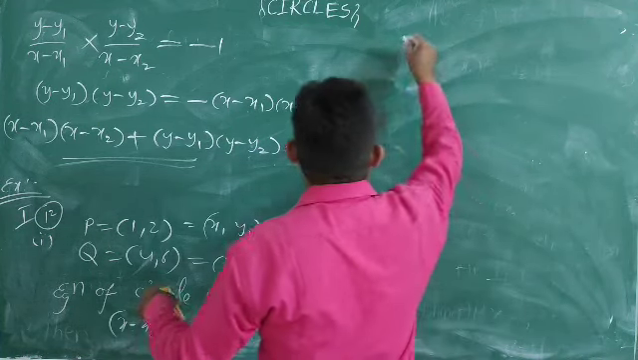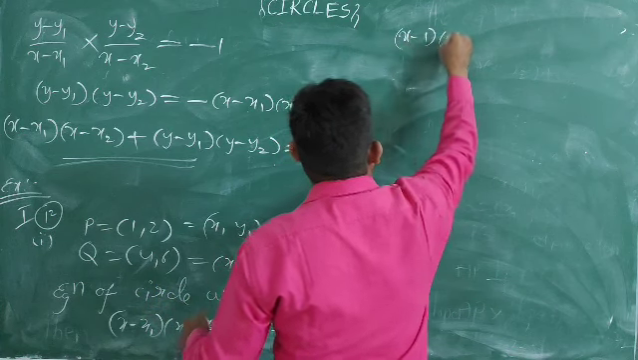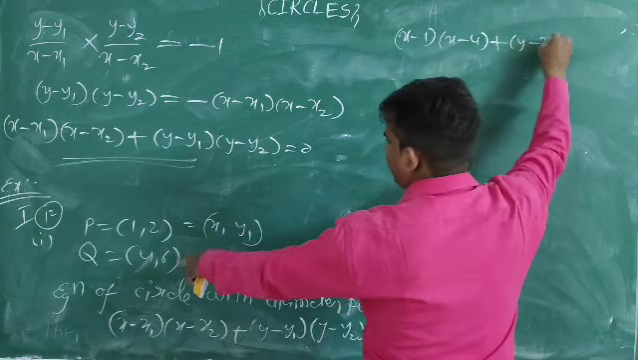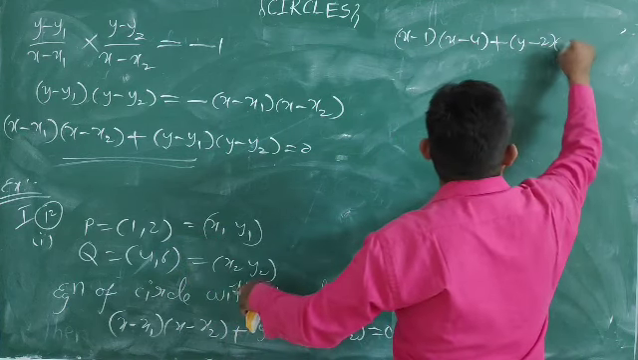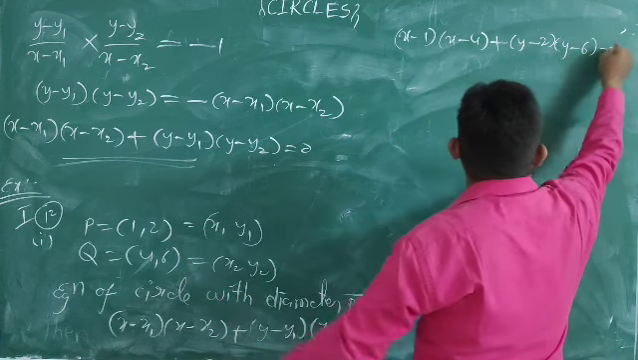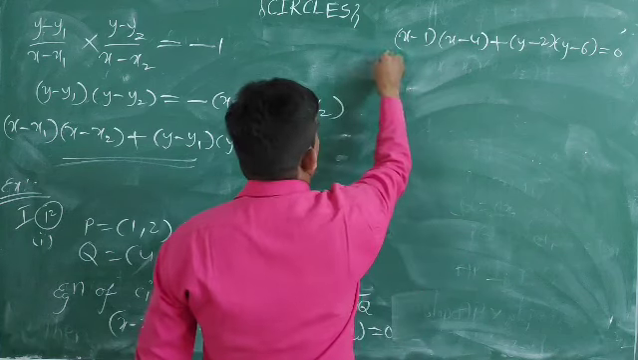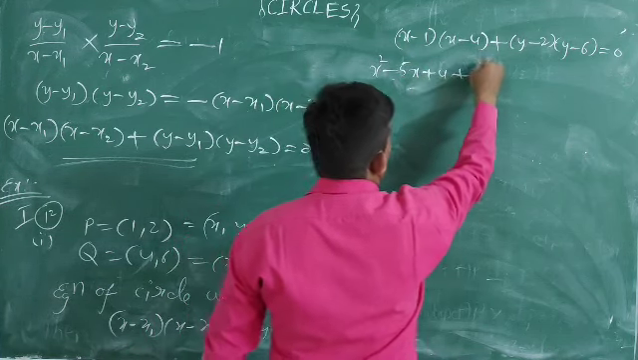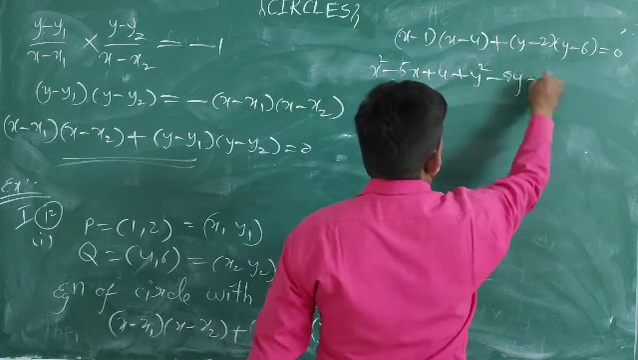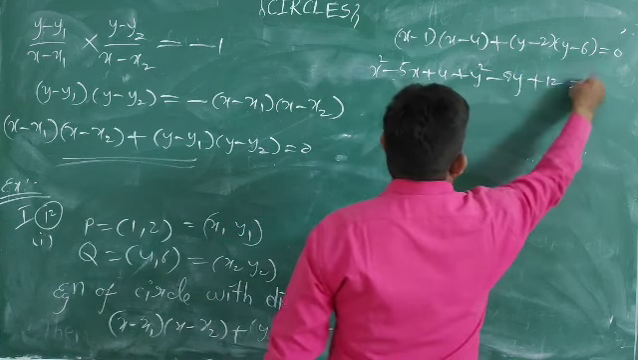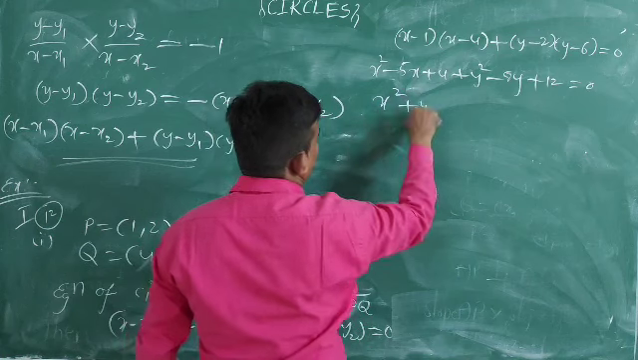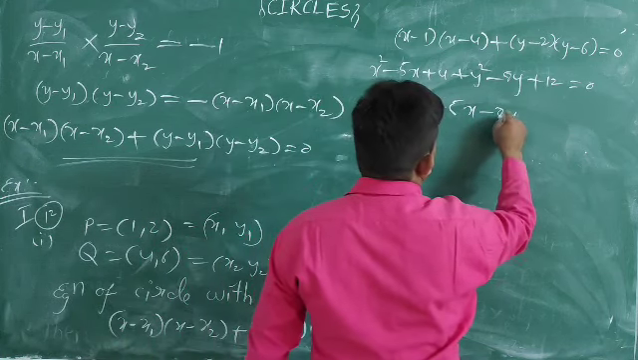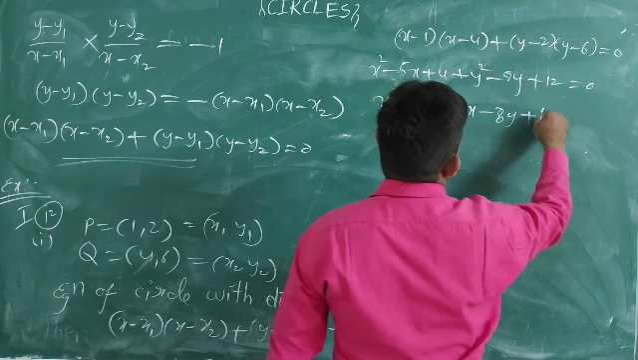Our equation is (x minus 1)(x minus 4) plus (y minus 2)(y minus 6) equal to 0. Simplify it: x square minus 5x plus 4 plus y square minus 8y plus 12 equal to 0. From it, x square plus y square minus 5x minus 8y plus 16 equal to 0.